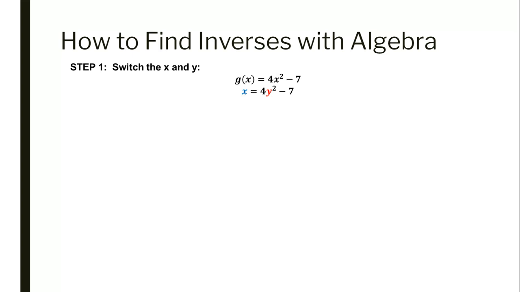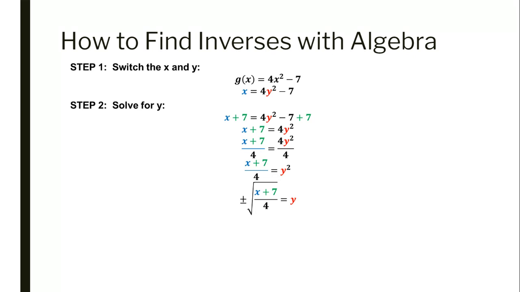If we started with g of x is equal to 4x squared minus 7, then we would switch the x and the y. The steps never change. What changes is what you have to do to solve for y. It completely depends on what kind of function you started with. So in this case, we started with a quadratic. The opposite of a quadratic is a square root. So we should be looking to end up with some kind of square root function.